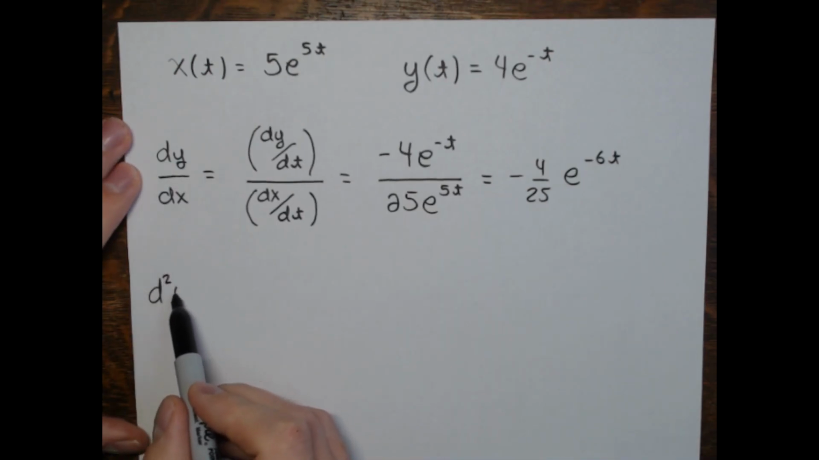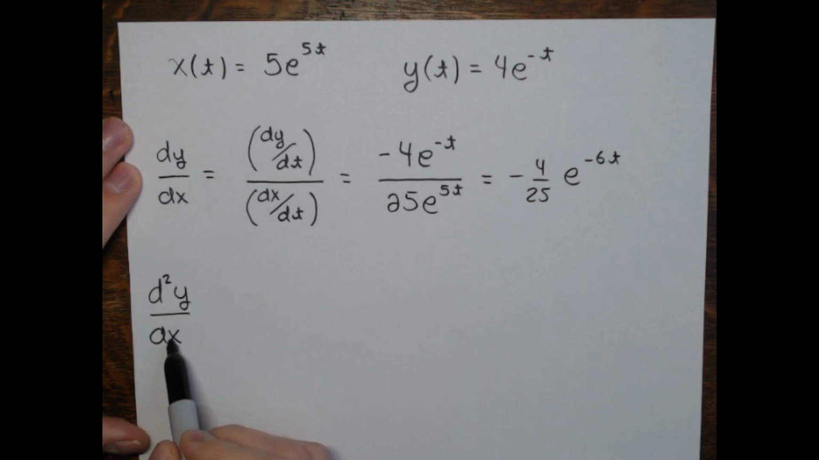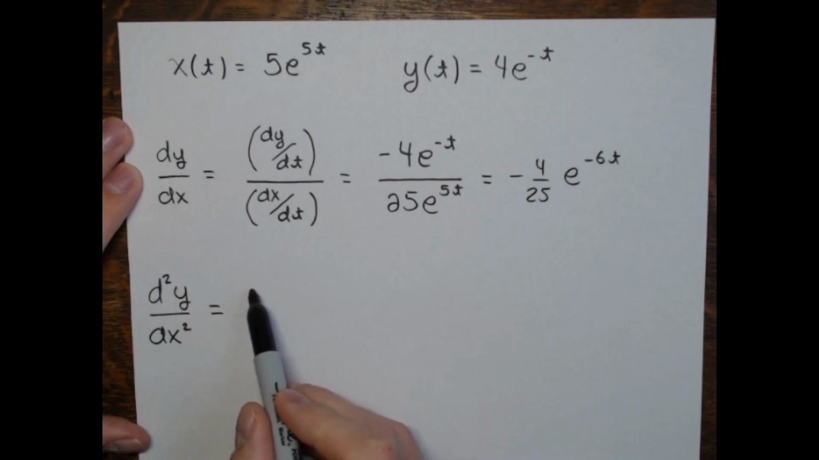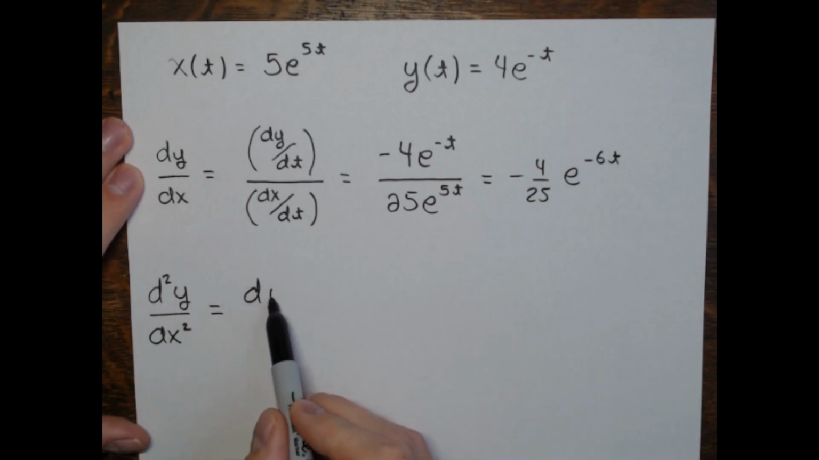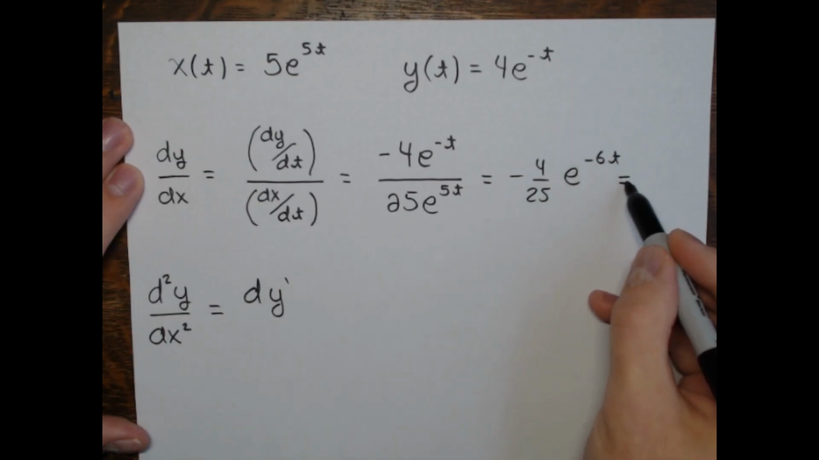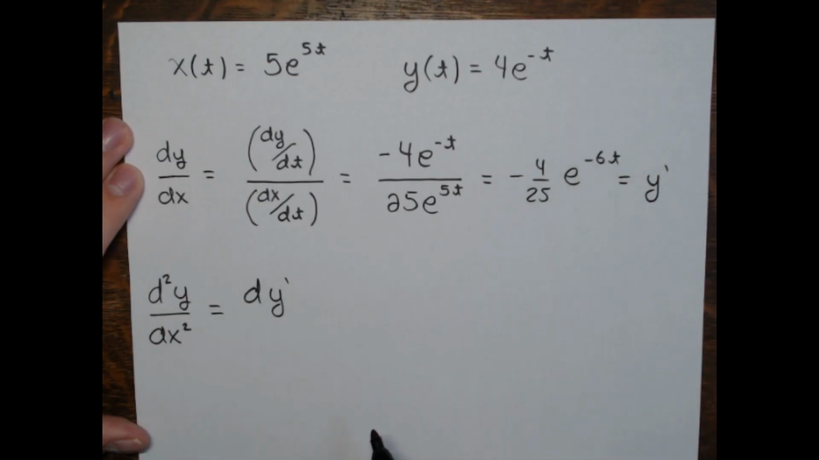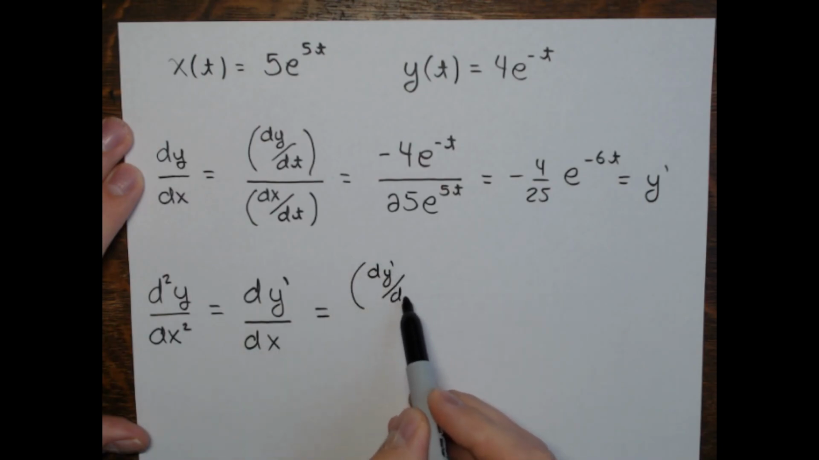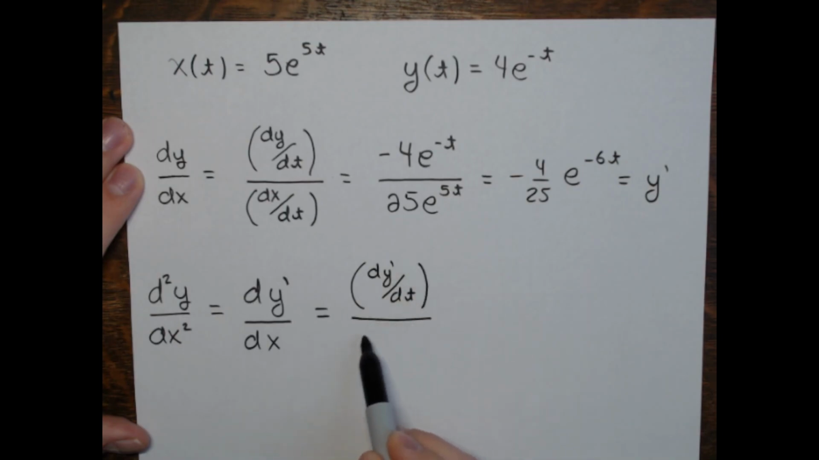Okay, and then the second derivative, right? The second derivative of y with respect to x, the concavity of the curve at any moment. Again, this is just the derivative of the first derivative. If I call this y prime in terms of t, it's the derivative of y prime with respect to x, which just like our first derivative, I'm taking the derivative of y prime with respect to t and dividing that by the derivative of x again with respect to t.